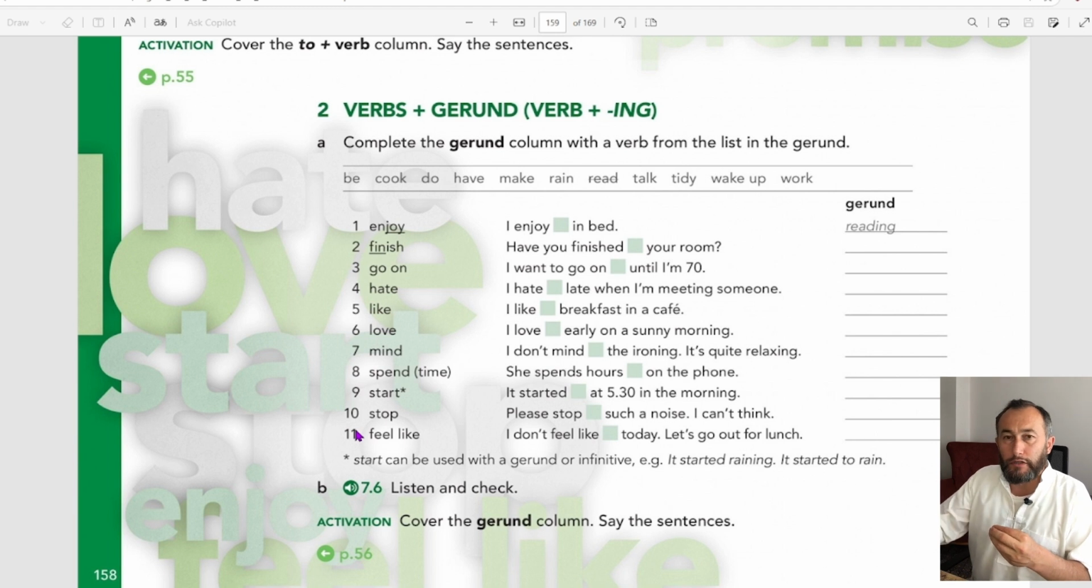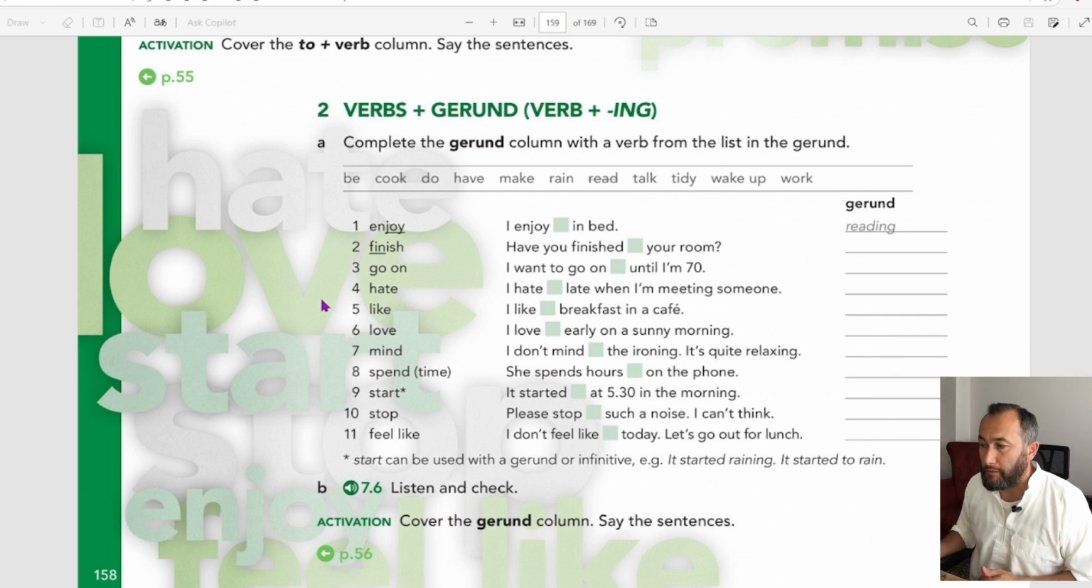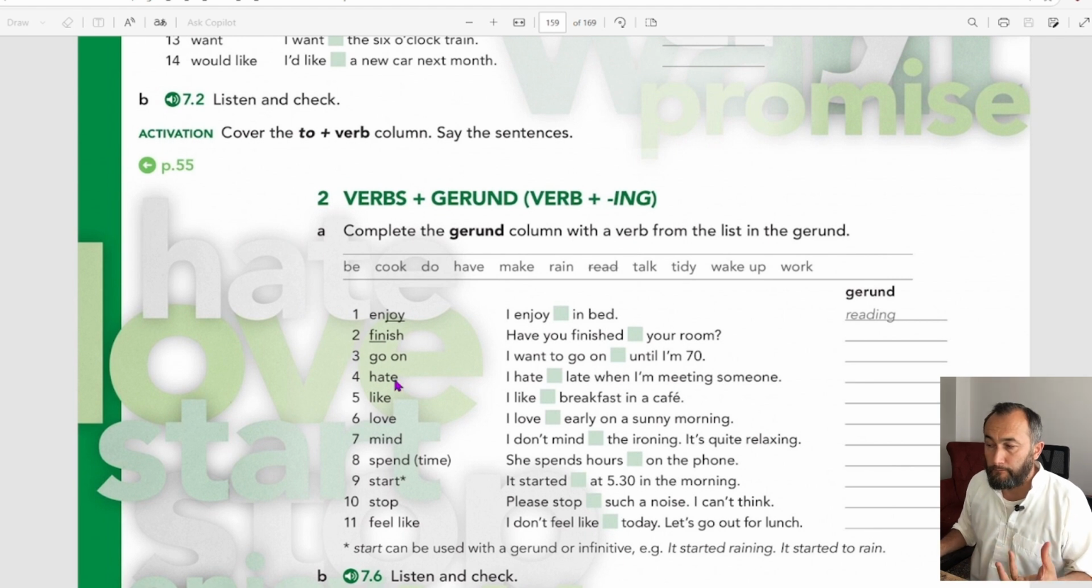In case we want to use the second verb after them, then we must use gerund, right? So like enjoy, finish, go on, hate, like, love, mind, spend, start, stop, feel like. After them, we must use gerund.